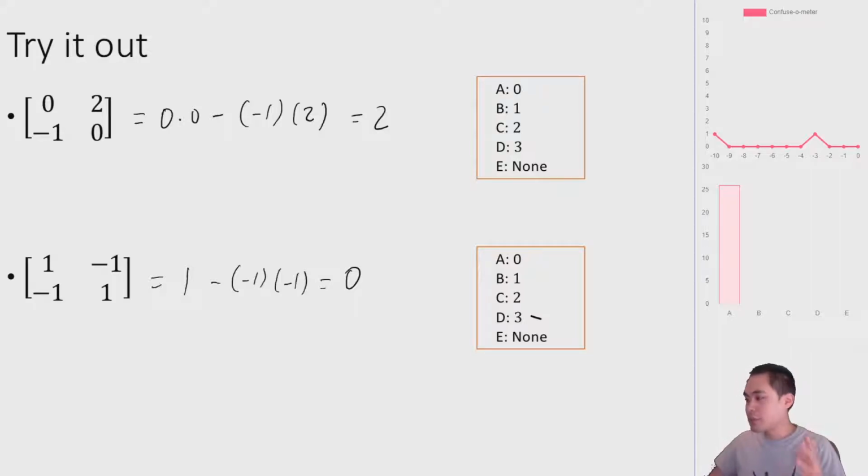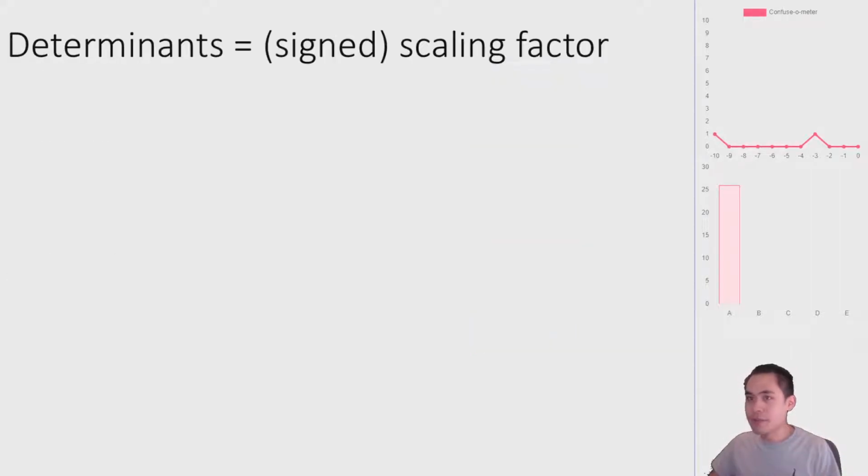And now let's bring this to the punchline, which is that determinants are equal to a signed scaling factor. So determinants can be negative. But remember, when we were talking about areas with integration, sometimes we had a positive area and sometimes we had a negative area, right? So determinants have the same sort of behavior.